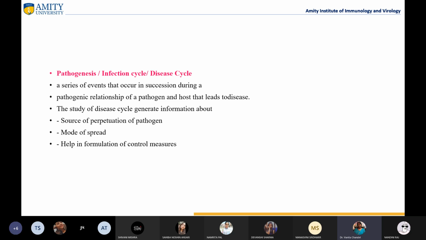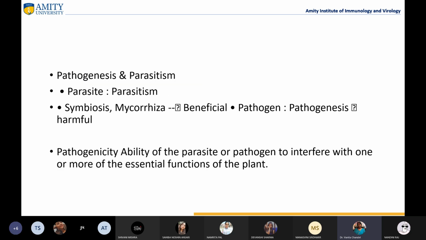Why are we studying disease? We are studying disease so that we can come up with some steps where we can do something for the management of the disease, right? That is why we are studying disease. Otherwise there is no use. If you are not able to manage or control a particular disease, there is no use in studying that particular disease, right?